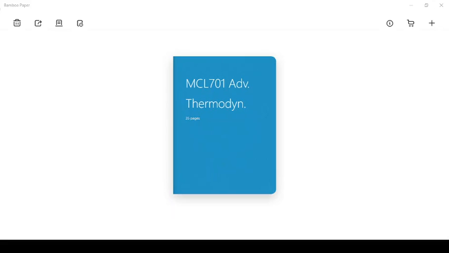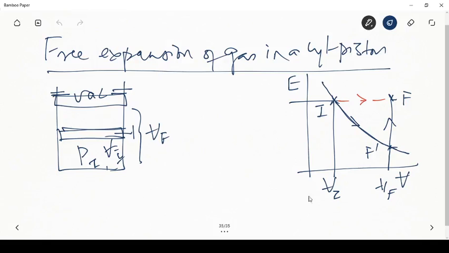Now, before going into details of the simple compressible systems, let's also look at some additional mathematical tools or equations that we can use from the laws of thermodynamics and generalized equation of thermodynamics that we derived in the previous lectures. So let's move to the whiteboard and try to understand these things. So we'll be dealing with simple compressible systems.